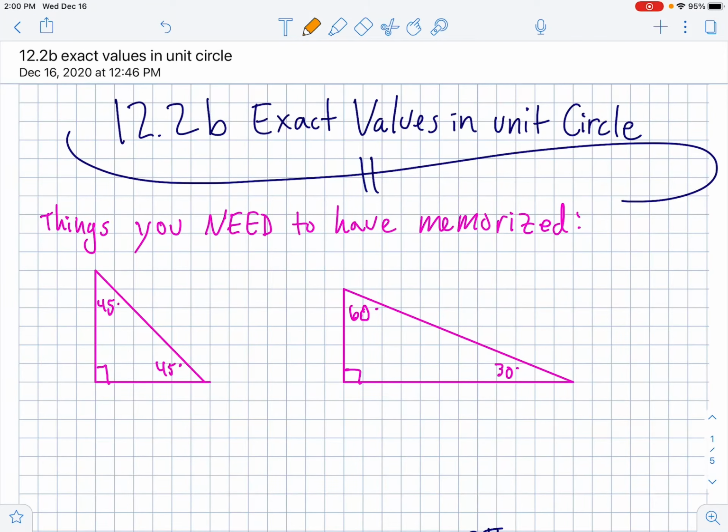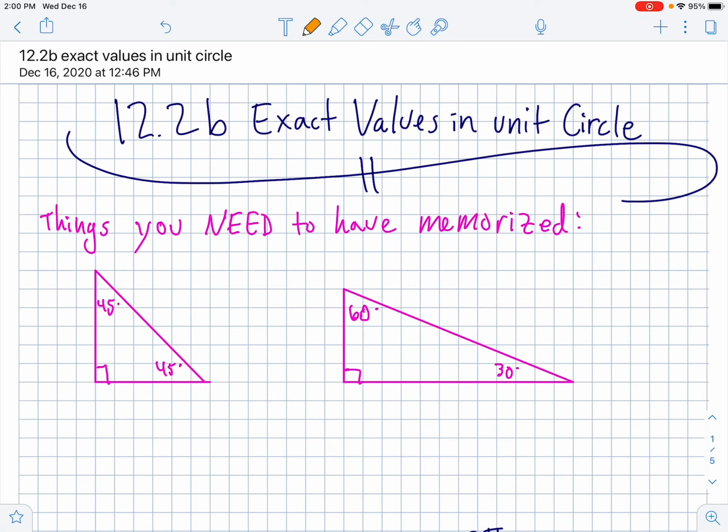All right, IBSL1, we're back today to talk about exact values in the unit circle. Last class we talked about sine and cosine and a little bit of tangent going around the unit circle with radians and degrees, but we didn't talk about the exact values of those. We just kind of left them general, like sine of theta, cosine of theta. Today we're going to talk about what they actually are at certain points.